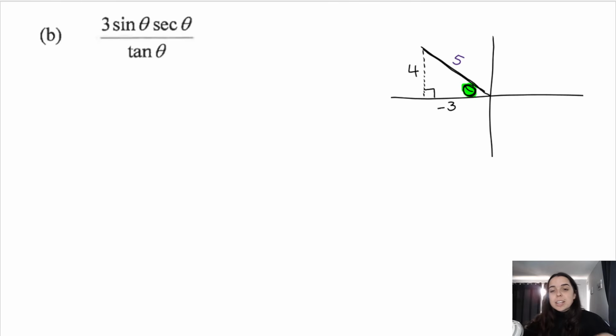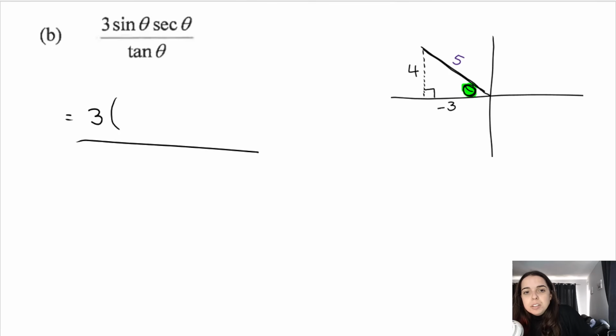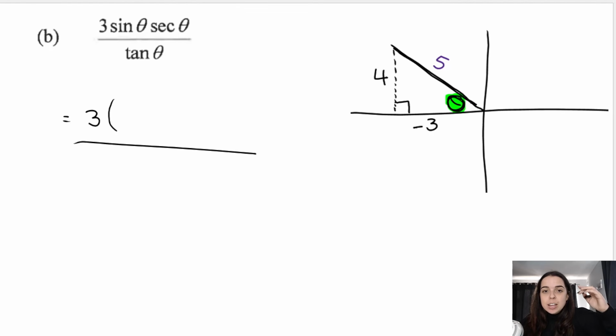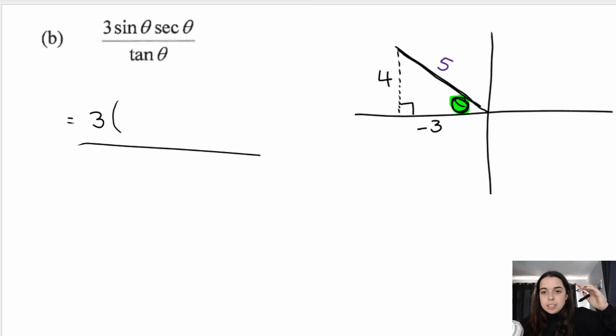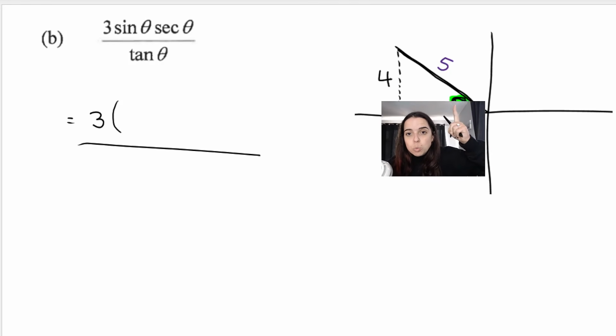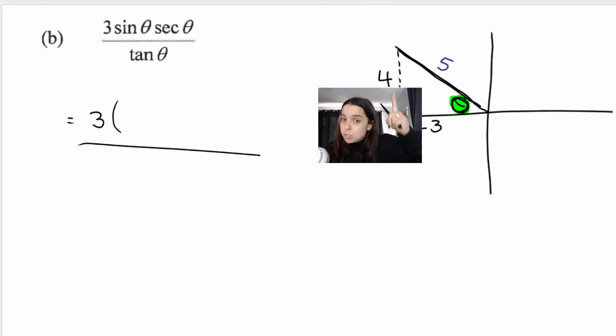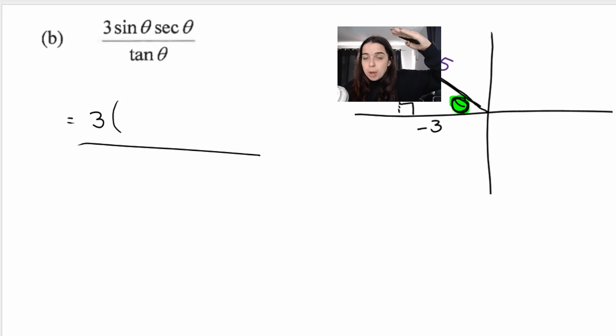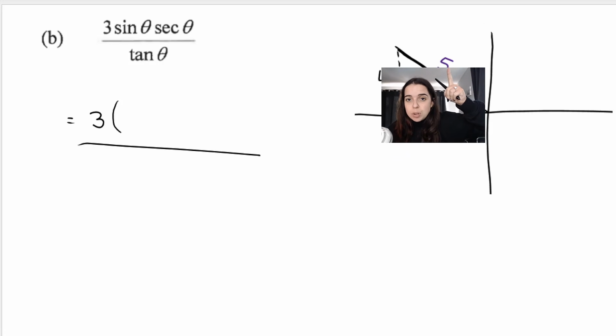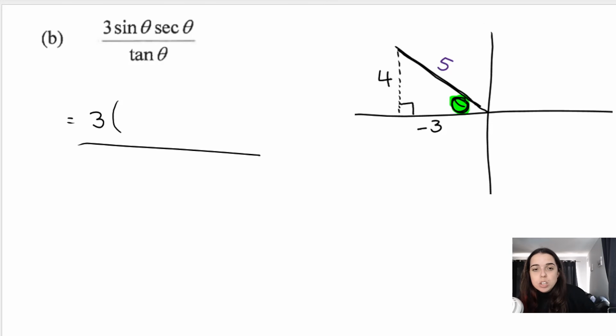The next expression that I need to find the value of is 3 sin theta sec theta divided by tan theta. Okay, so 3 multiplied by sin theta. Let's make my diagram a bit bigger. Theta is over here. Sin is opposite over hypotenuse. What's opposite theta? +4. It's positive because the y values going this way are positive. So we've got 4 over 5.